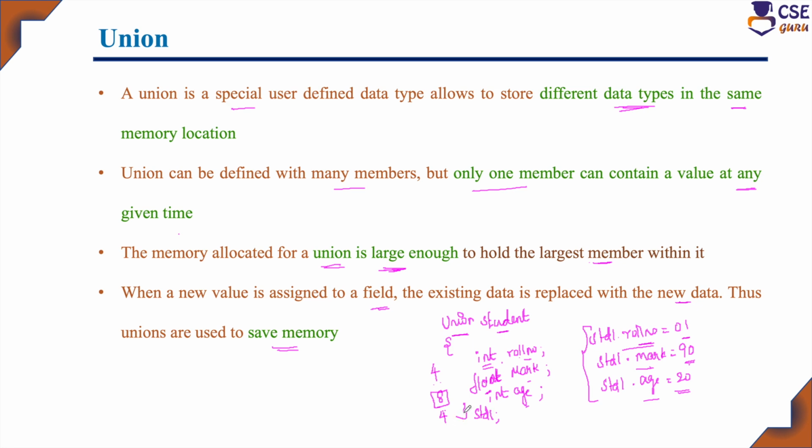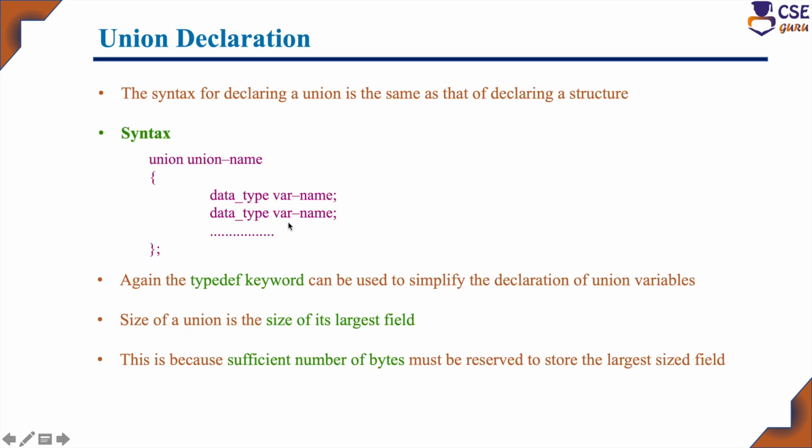At any point of time, roll number will be stored, mark also will be stored with its memory, age also will be stored with its allocated memory. So there is no disturbance between all these three members. That is the main difference between structure and union. The memory allocation and how it is stored in memory is the main difference between union and structure. And the declaration of union, in all respects, is similar to structure declaration.